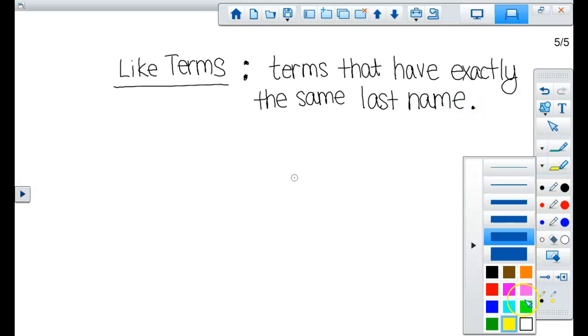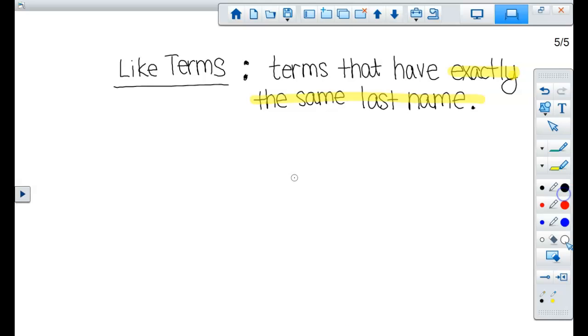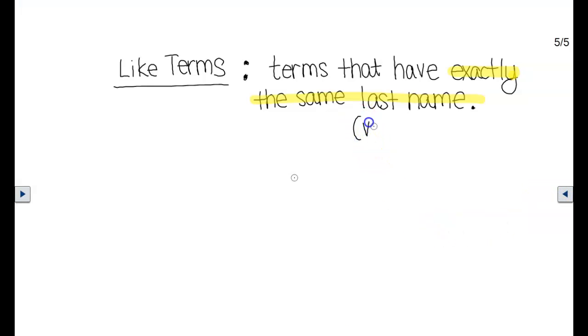So I want you to look at what this says. Like terms are terms that are going to have exactly the same last name. So their last names have to be identical. And remember here that the last name is the variable part. So the variable parts have to be identical. So one of the things I want to point out here is that when you are looking for like terms, the coefficients will not matter. We don't care about the number part when we're identifying like terms. What we care about is that last name. So, let me give you some examples.